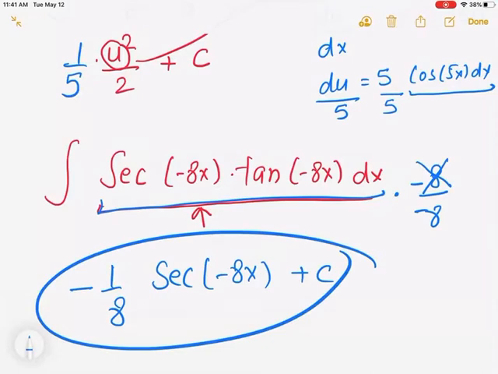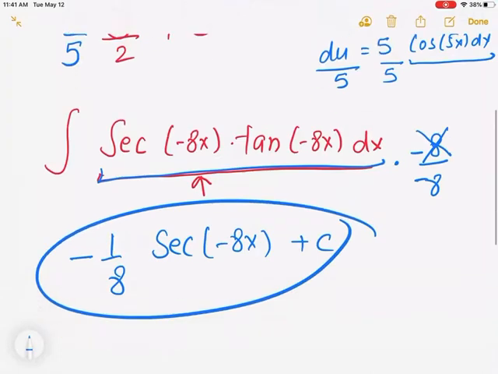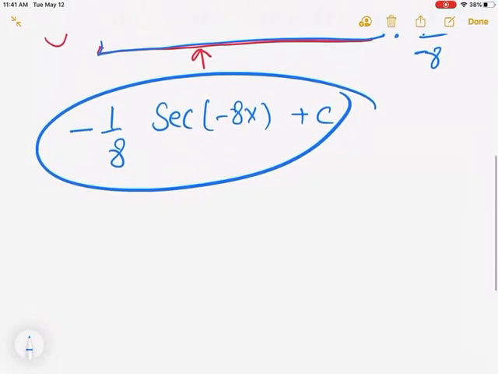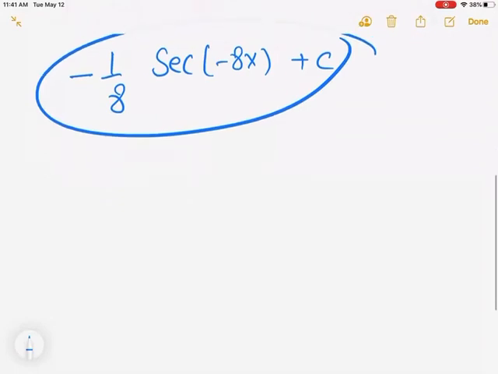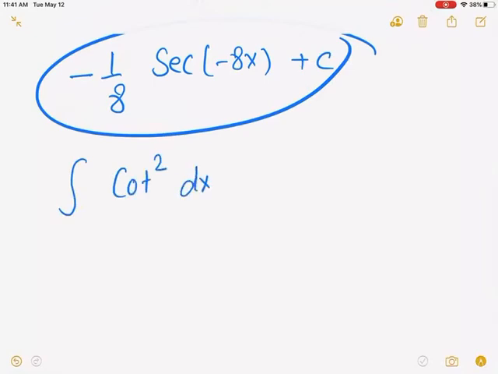All right, I have so many examples to show you guys today. Again, for a few questions, I'm just going to walk you through the first few steps, and the rest I want you to finish, okay? All right, let's look at another one. I have cotangent squared dx.